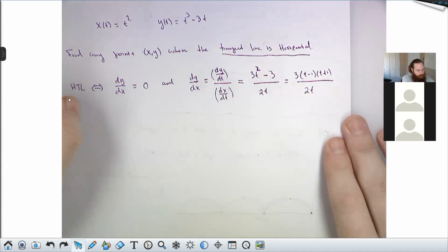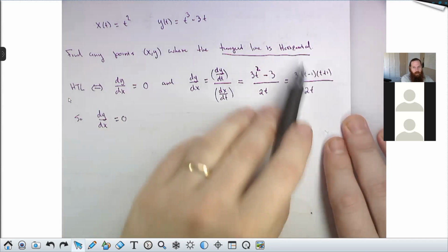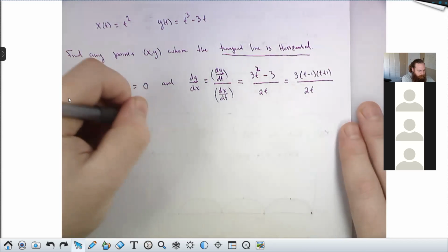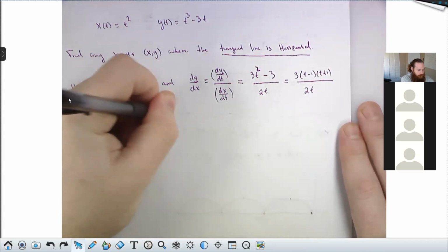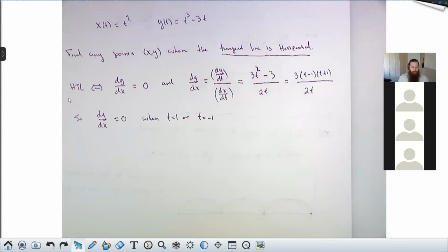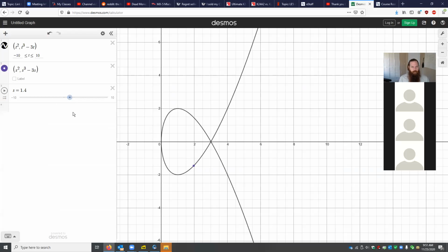So dy dx is equal to 0. When is this expression equal to 0? One and -1. Yeah. Which is what we found, right? Which is what we were suspecting from looking at this picture. Up here at 1 and -1, we have these two spots where we look like we have horizontal tangents.